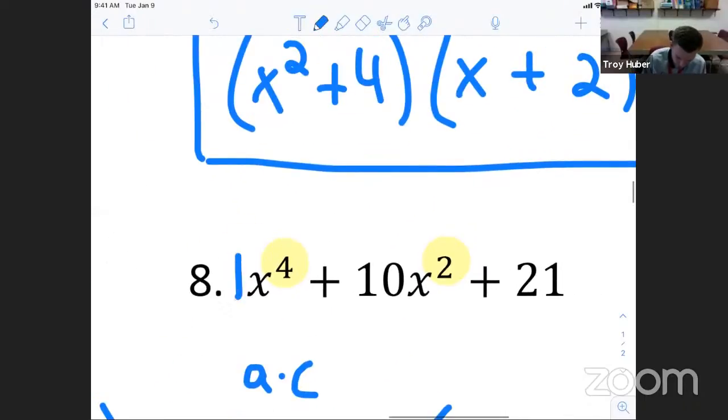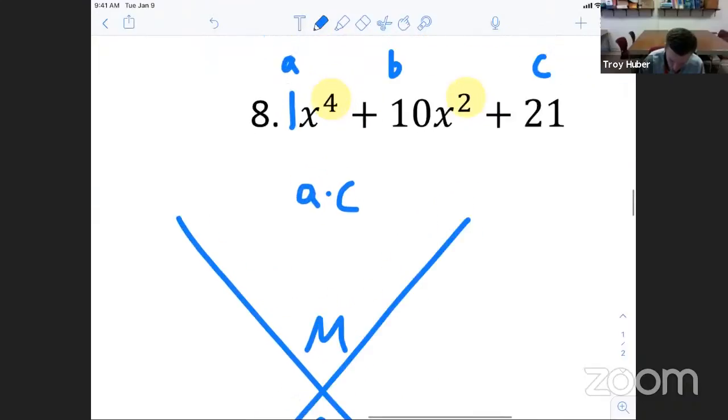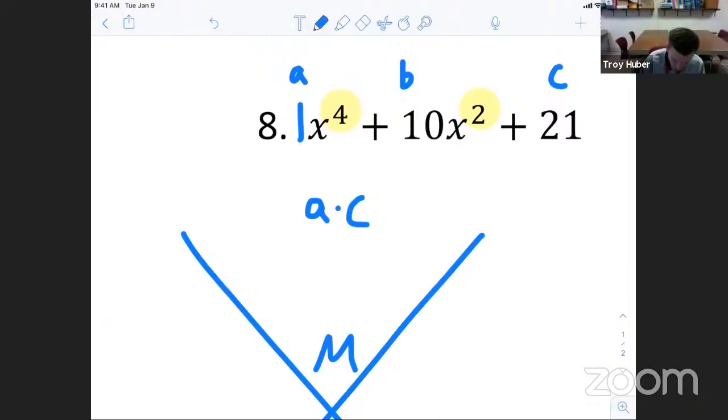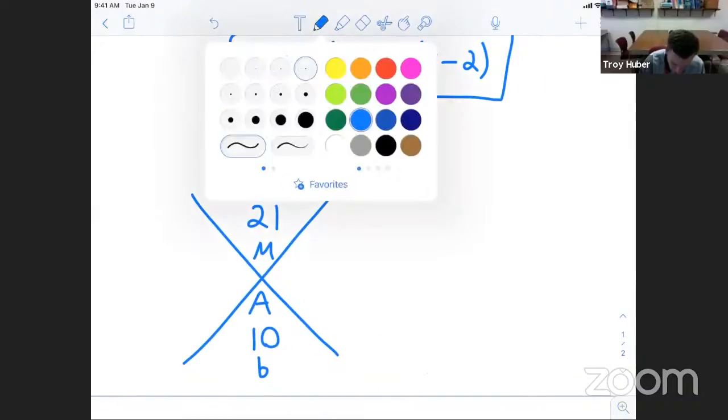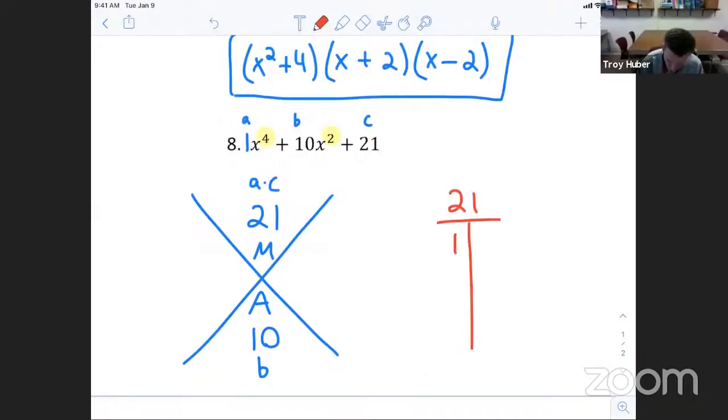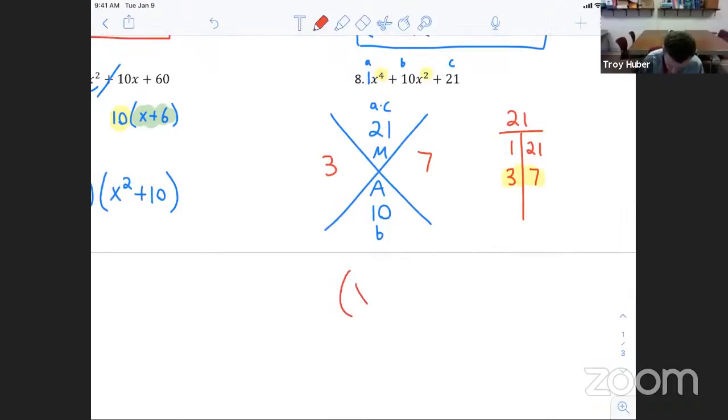All right, so in this case, my A value is 1, my B value is positive 10, and my C value is that 21. All right, so we want to multiply to A times C. So 21 times 1 is just 21. And we add to our B value, which is 10. All right, so now I'm going to start thinking of some factors of 21. So 1 times 21, 2 doesn't work. You could do 3 times 7. Oh, wait a second. Check this out. 3 times 7 is 21. 3 plus 7 is 10. So therefore, I can write x plus 3, x plus 7.